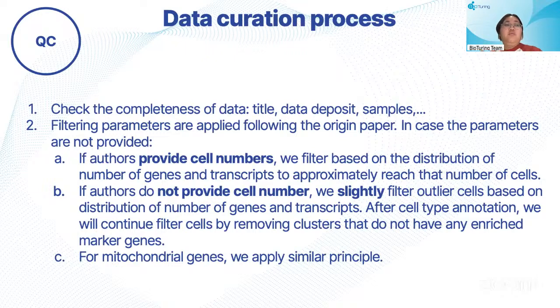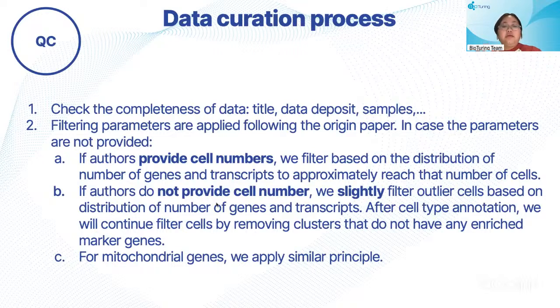In this case, we will slightly filter the outlier cells based on the distribution of number of genes and transcripts. And then after the cell type annotation, we will continue to filter cells by removing clusters that do not have any enriched marker genes. And this principle is applied similarly for the mitogenes.